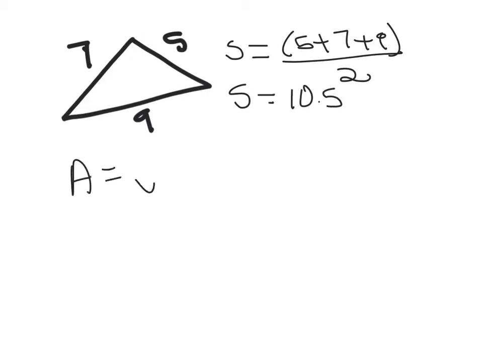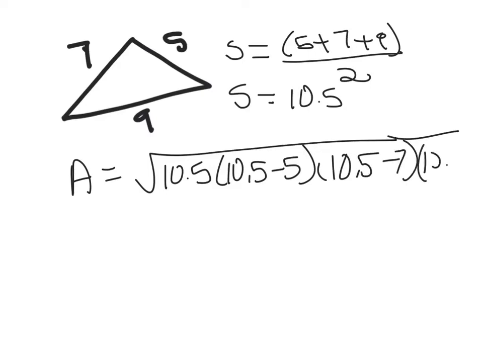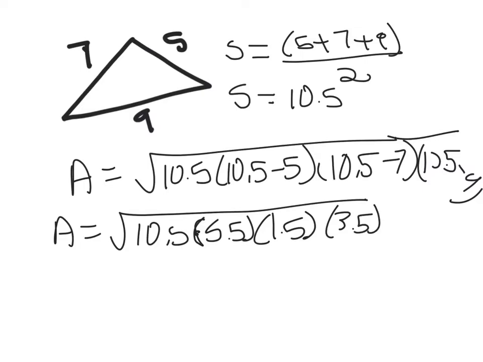So then the area is going to be the square root of 10.5 times 10.5 minus 5, 10.5 minus 7, and 10.5 minus 9. That gives me the square root of 10.5 times, I'll use parentheses, 5.5, times 1.5, and then times 3.5. Type that all in your calculator. Watch out for your parentheses. That turns out to be 17.4 square units. So there you go.